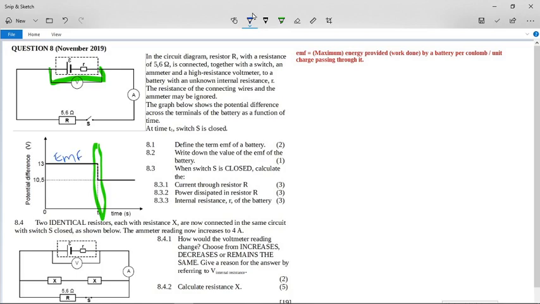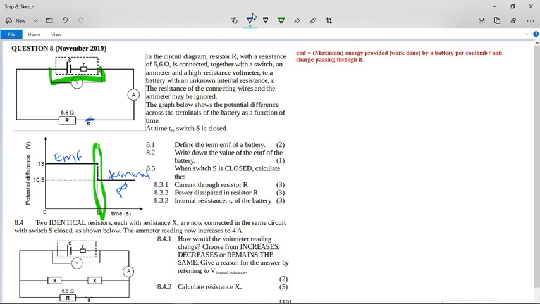Okay, when they closed the switch over here and completed the circuit, in the circuit we just have this one resistor R. So the moment you complete the circuit, this must now be the terminal potential difference. Okay, so we know the EMF from the graph, and then it immediately drops. Why? Because the battery's got an internal resistance, and the internal resistance uses some of the energy, and so the volts are lost to the external circuit.